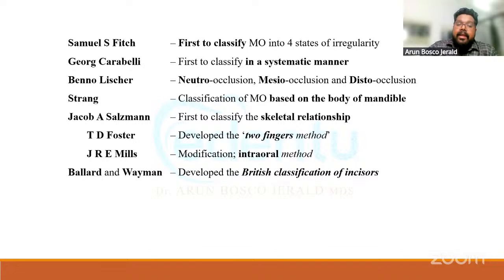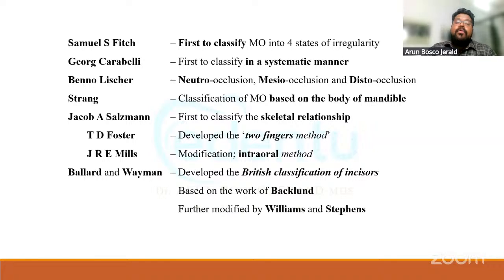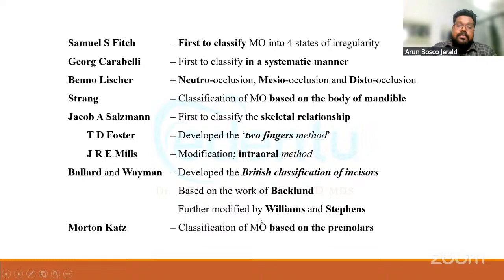Then Ballard and Wayman, they are the ones who developed the British classification of incisors, and it was based on the work of Backlund. And the British classification of incisors that you now see in the textbooks is modified by Williams and Stephens. So initially, the classification was given by Ballard and Wayman. It was based on the work of Backlund, and then it was modified by Williams and Stephens.